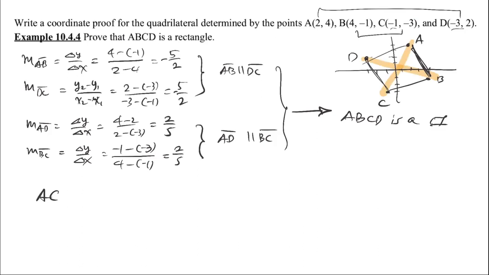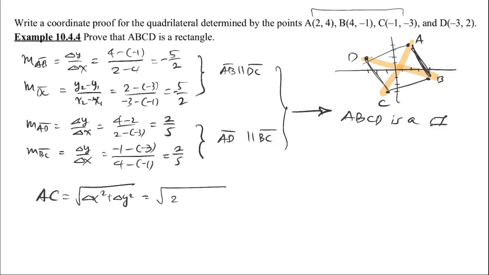Well, we have the distance formula, which is the square root of change in x squared plus change in y squared. So let's look at A and C. Looking at the x's, we got 2 minus minus 1, which is plus 1 squared, plus 4 minus minus 3, which is 4 plus 3. That is a 3 and a 7. When you square that, that's 9. When you square that, that's 49. That's 58.